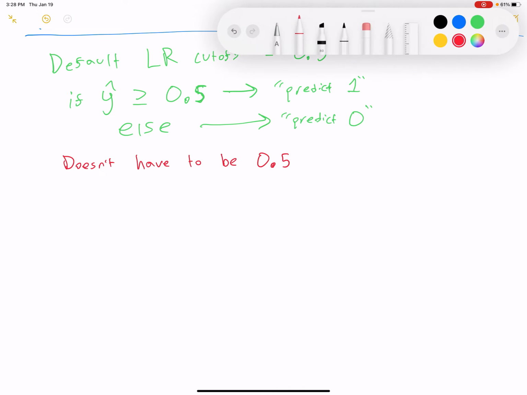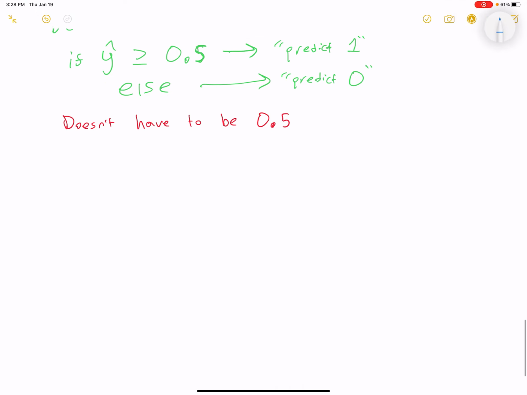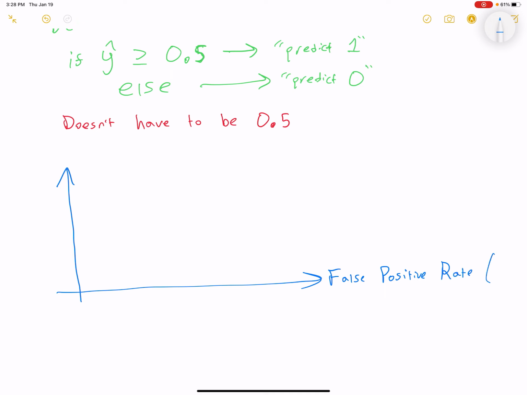So let's define an ROC curve and talk about the thresholding of a model. So a ROC curve plots two things. The x-axis is the false positive rate, often abbreviated as FPR, and the y-axis is the true positive rate, often abbreviated as TPR.